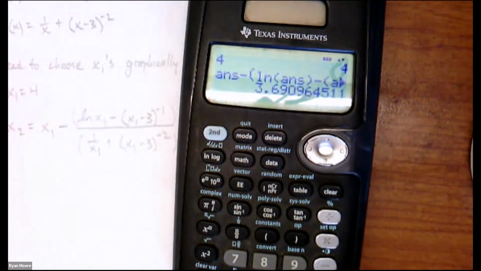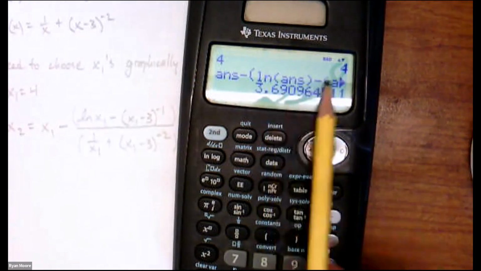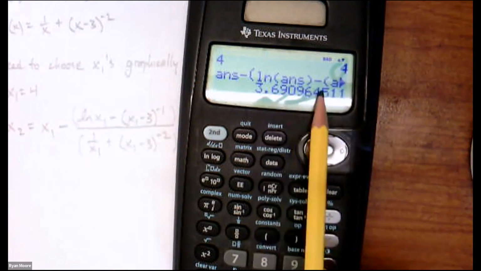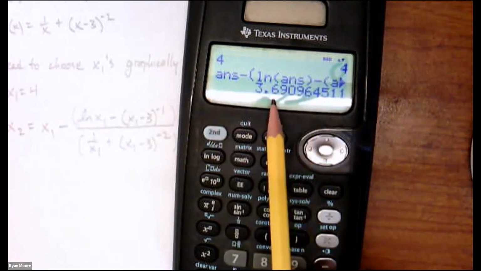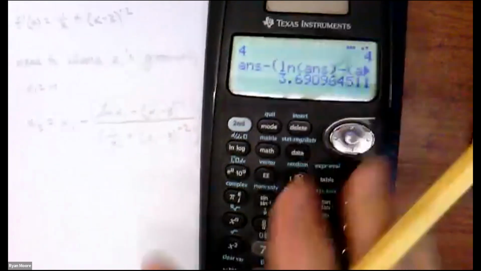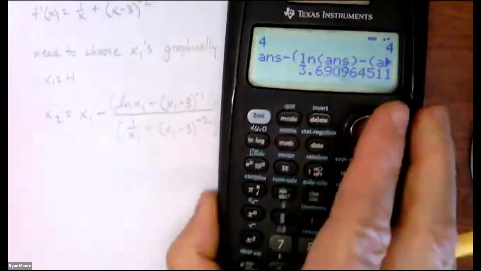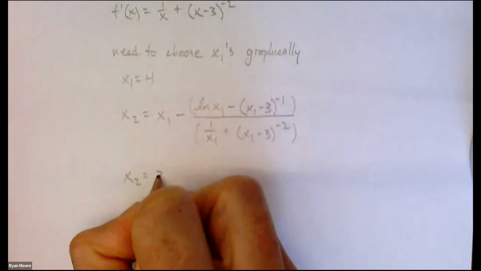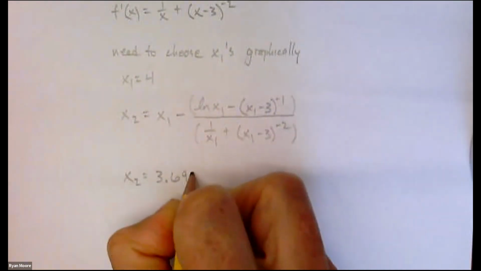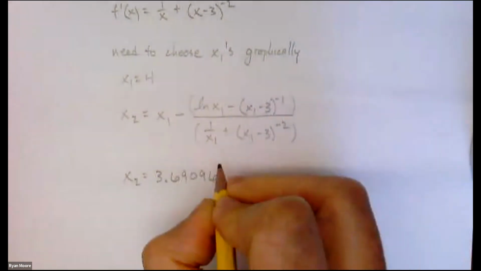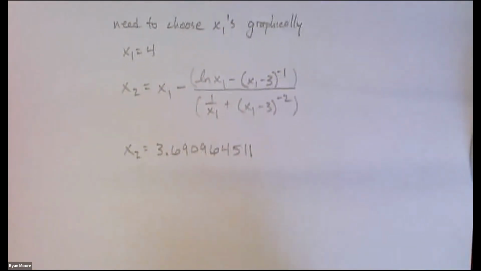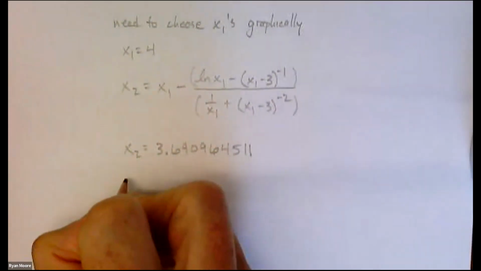Let's see. Okay, yeah. It's a little bit less than 4. That's what I expected. It looks like this was all correct, and it's getting closer to that 0. So I'm going to record every decimal I see there. X2 equals 3.690964511. So far, so good. Let's do it again.